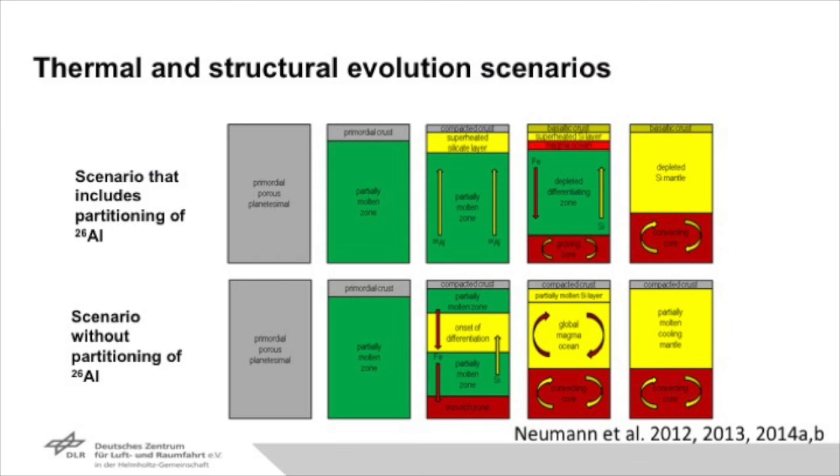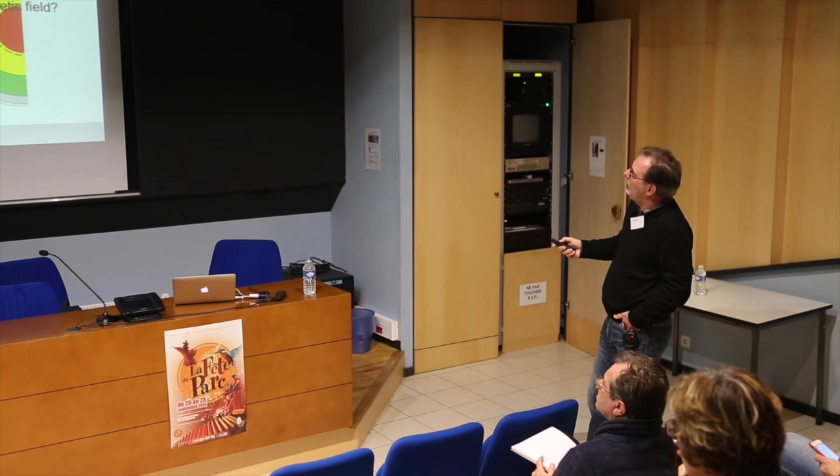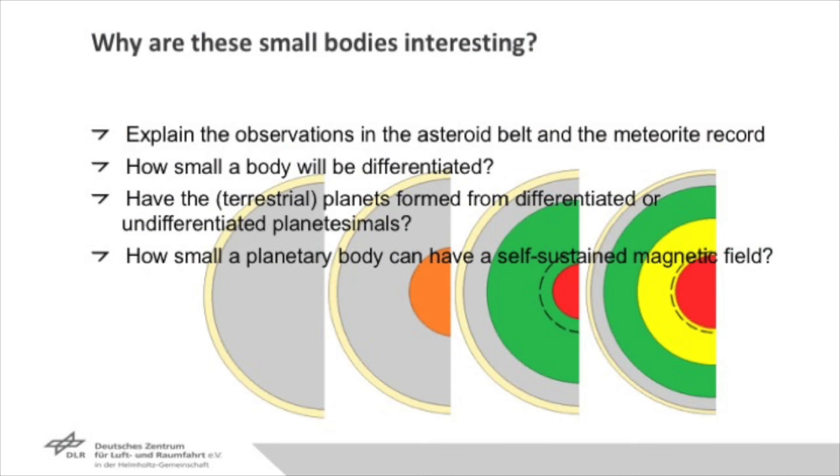You can put that in more detail and have the convection and so forth, but in the interest of time, maybe I skip that. But why is that interesting? First of all, to explain the observations in the asteroid belt and the meteorite record. Then, of course, the question of how small a body can actually be differentiated. And that here is, to me, the most important thing.